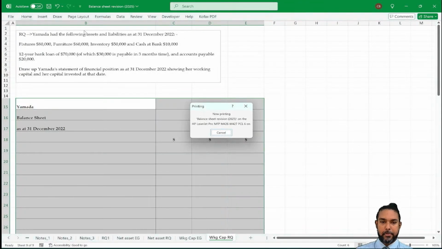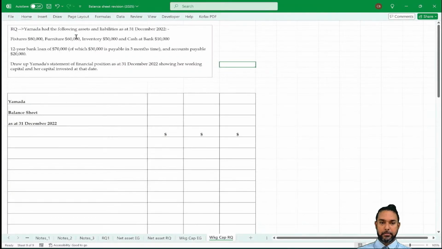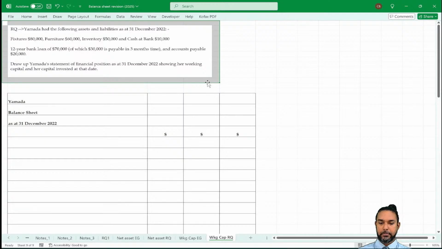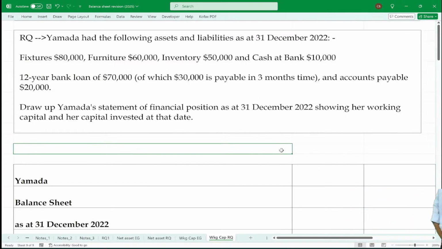Okay, cool. Let's go back in here then. So that's the information there. So prep that balance sheet.